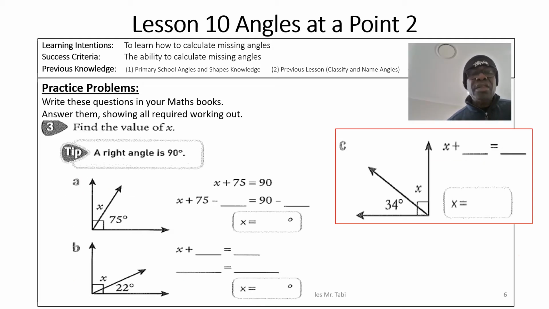Pause and solve for the unknown value x in each case. Pause and do this, please. I hope you've paused and completed this, so let's continue so you can mark your work.